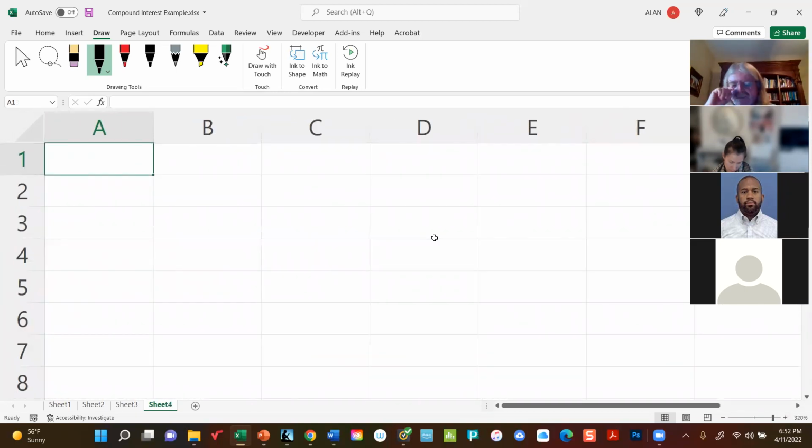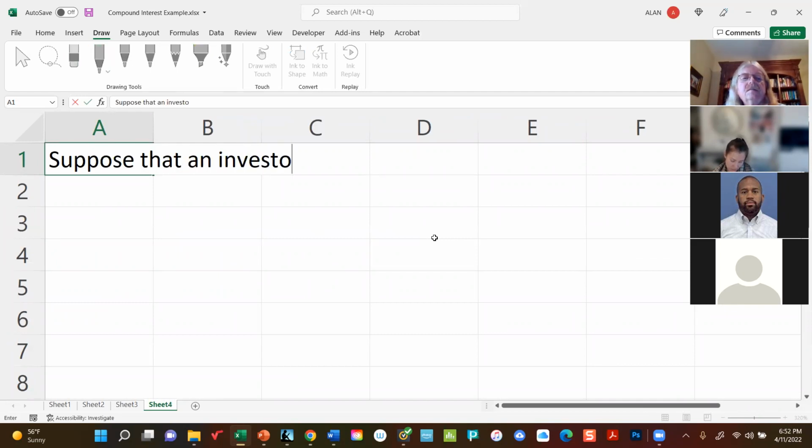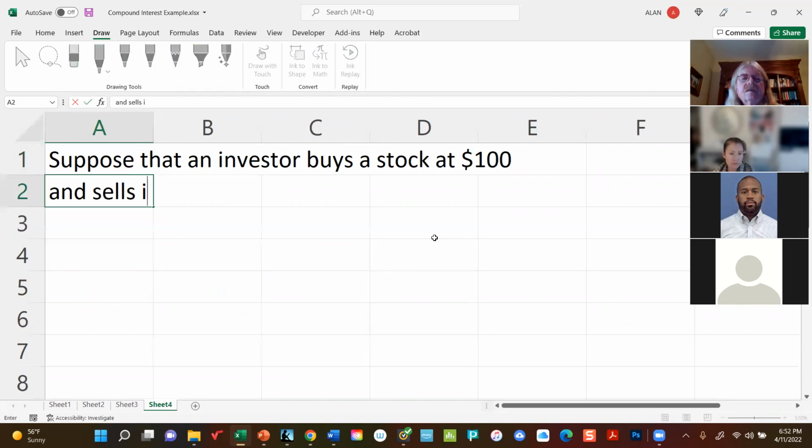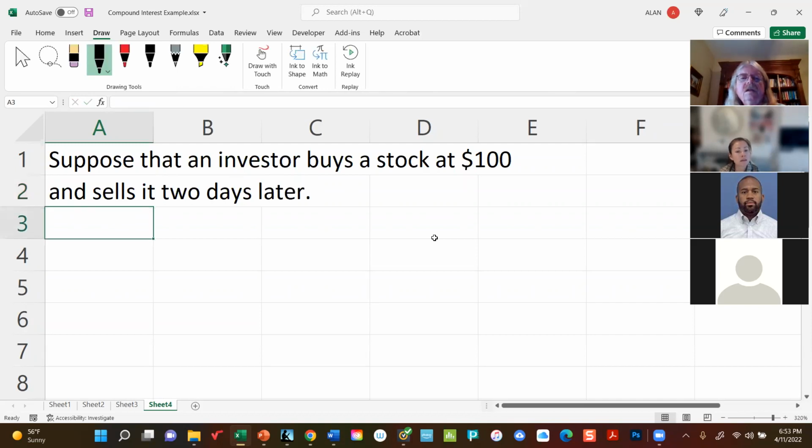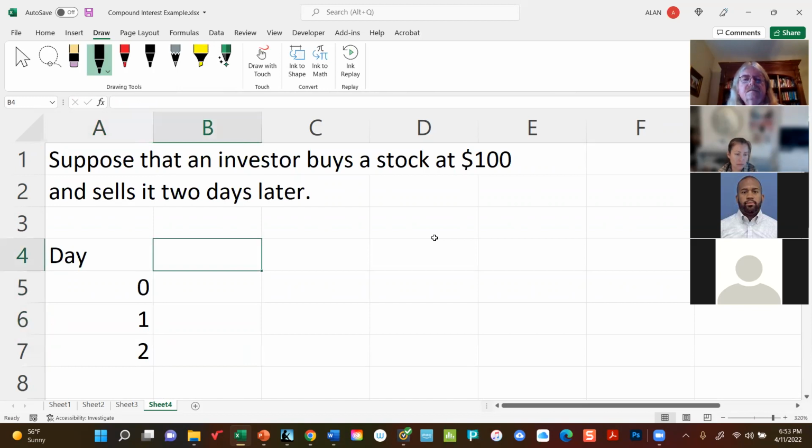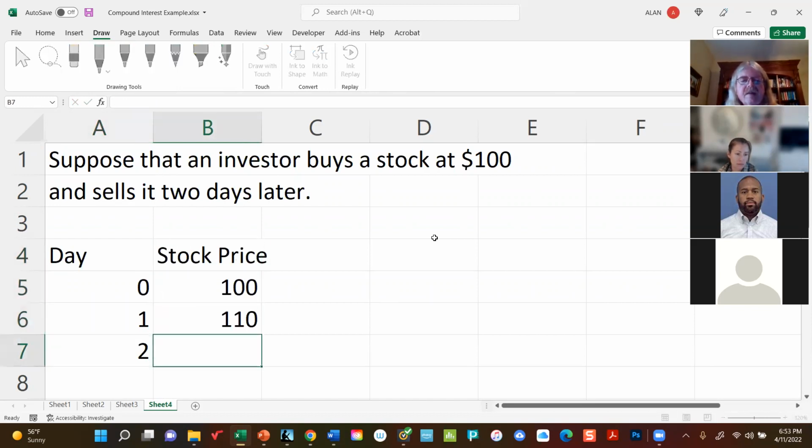Suppose that an investor buys a stock at 100 and sells it 2 days later. Now, here's the price. What happened to the price? It starts at 100, goes up to 110, goes back to 100. Fine.